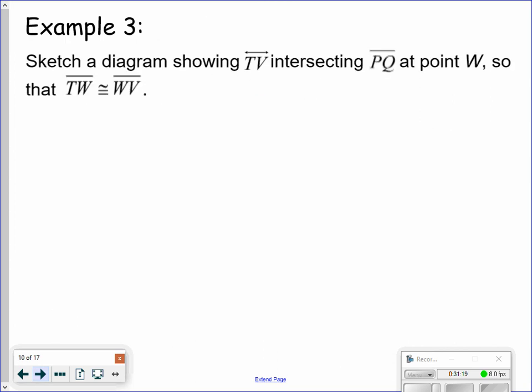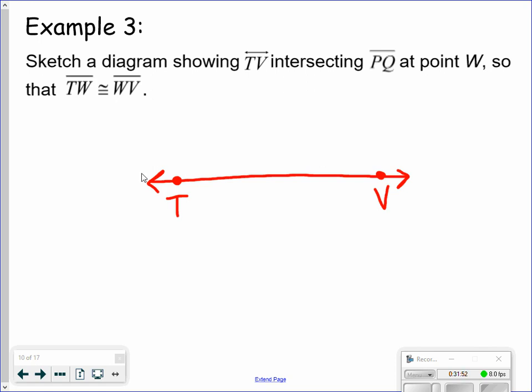Okay, example 3, sketch a diagram showing line TV intersecting segment PQ at point W. Ooh, be careful with this. So TW is congruent to VW. So TV is a line. Notice this is a line. I'm continuing on in both directions. And it is intersected by PQ, which is a segment.